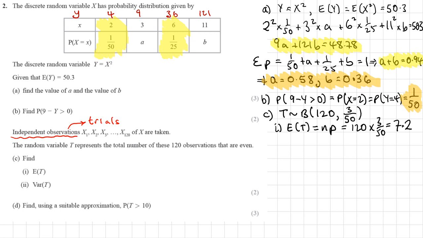The next thing we need to do is calculate the variance of T. Now, the variance of a binomial distribution is np times 1 minus p. So in this case, it's going to be np, that's 7.2, times 1 minus p. So 1 minus 3 over 50, which is going to be 47 over 50.